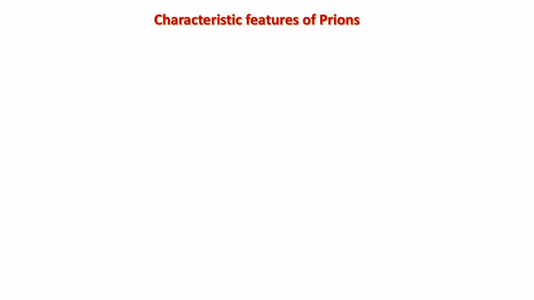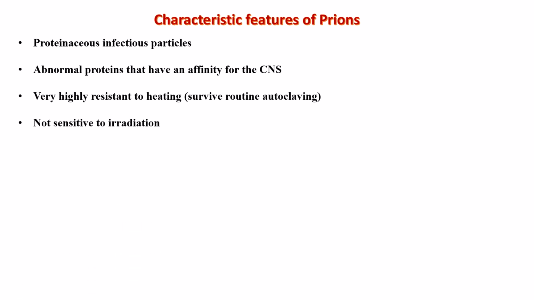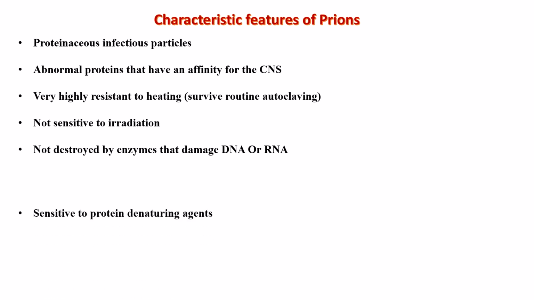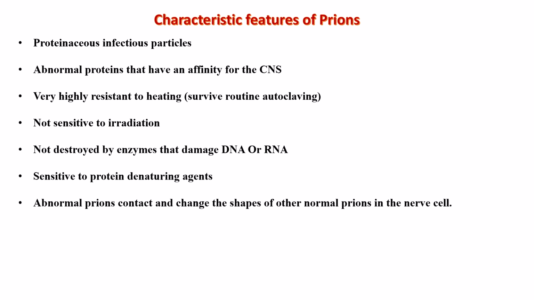After having discussed several features of prions, let us quickly revise a few characteristic features of prions. The prions are proteinaceous infectious particles. They are abnormal proteins that have an affinity for the central nervous system. They are very highly resistant to heating. They are not sensitive to irradiation. They are not destroyed by enzymes that damage DNA or RNA. They are sensitive to protein denaturing agents, however.